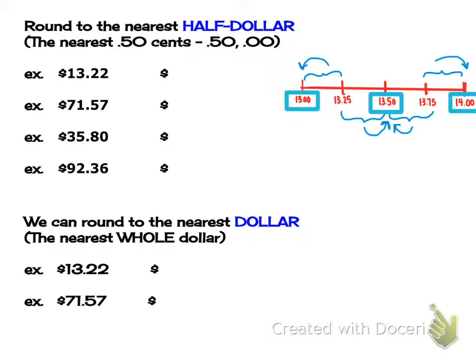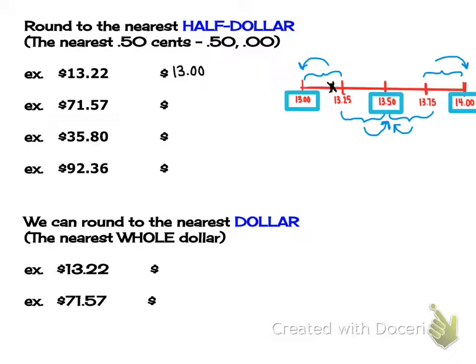So if I look at this first example, and you can change these numbers, this is 13 to 14, but if you look at the other examples, you can make that 71 to 72 or 35 to 36 or 92 to 93. It's all the same idea. So 13.22 is going to show up right there in your number line, which means it's less than a quarter, which means it is closer to $13. So the nearest 50 cents is $13.